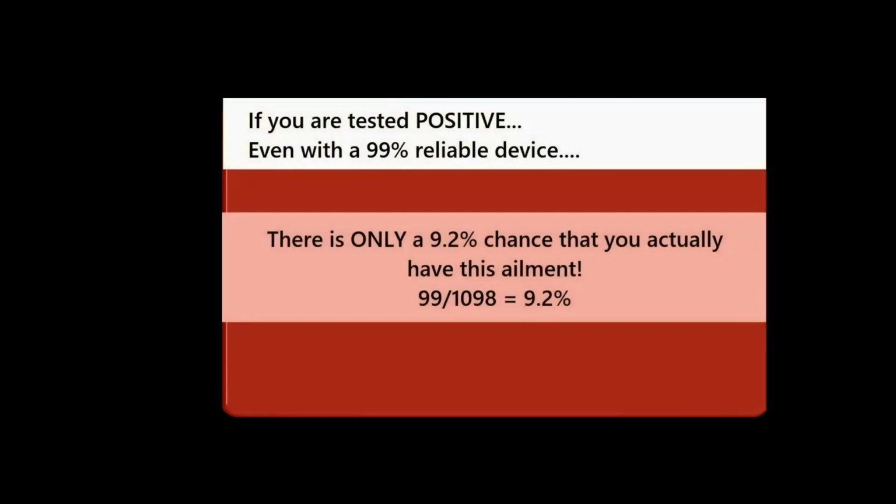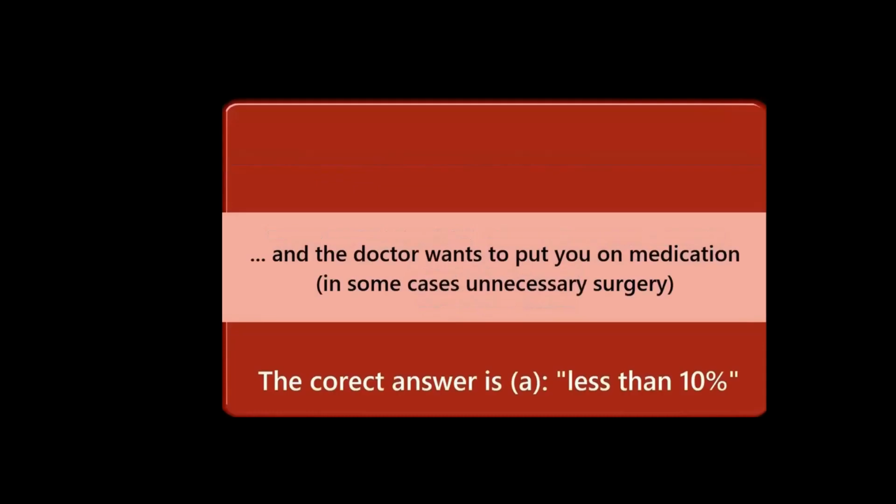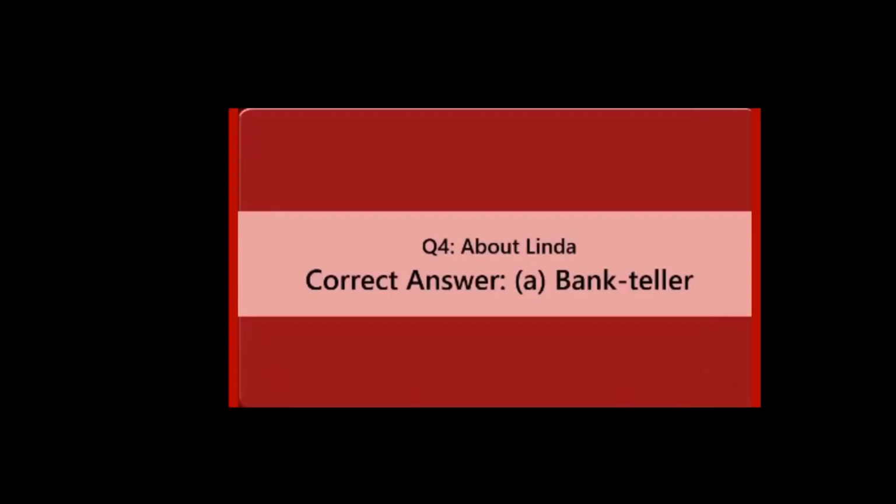What does this tell us? If you are tested positive, even with a 99% reliable test, there is only a 9.2% chance that you have these ailments. Yes, less than 10%. And the doctor wants to put you on medication.